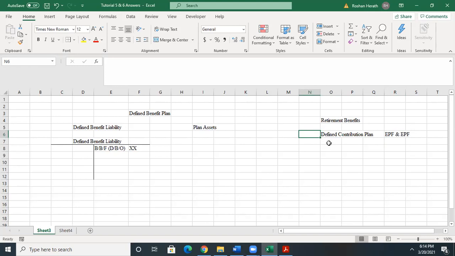Similarly, in some organizations, instead of these defined contribution plans, they have defined benefit plans. Right? Defined benefit plans.